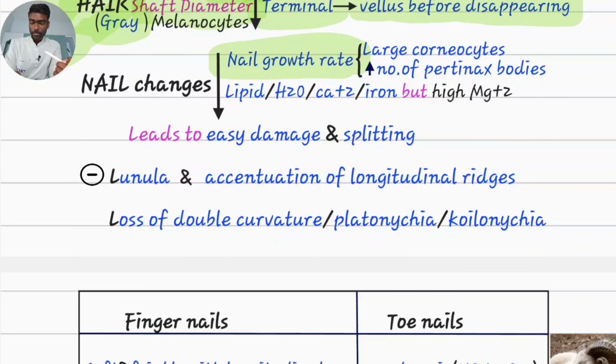It is 3.5 mm per month. That means every 10 days it will grow 1 mm. Toenails will grow exactly half that of fingernails, 1.6 mm per month. Because of this reduction in nail growth, there will be large corneocytes and an increased number of Pertinax bodies. What are these Pertinax bodies? These are structural residues of the nucleus.